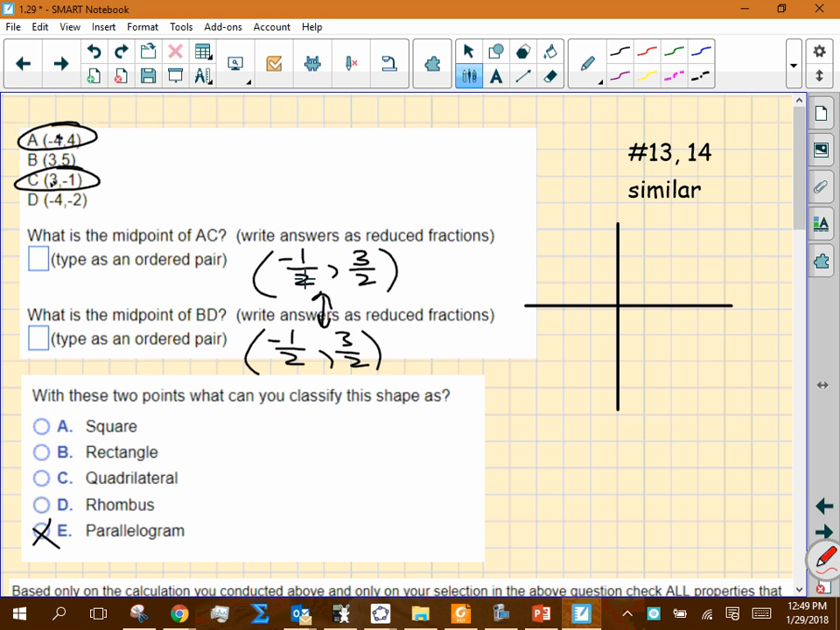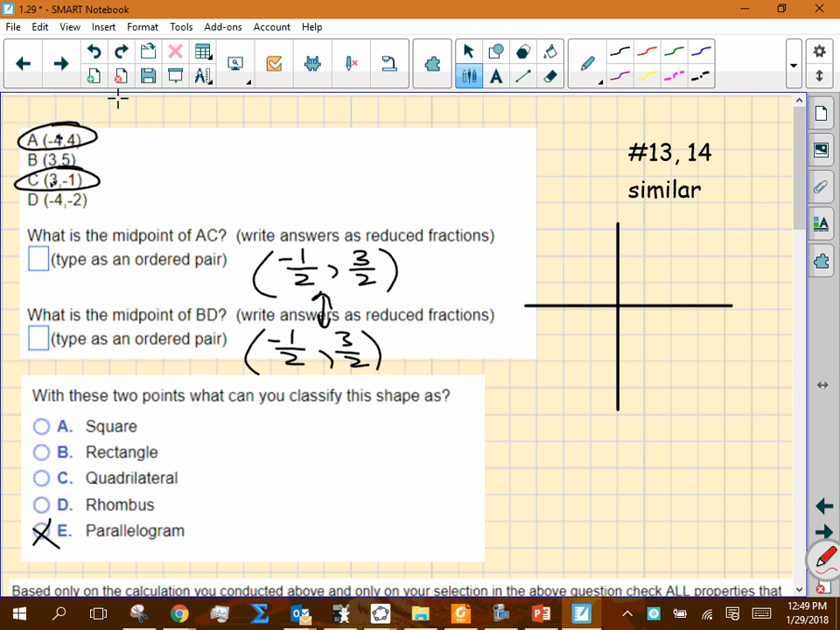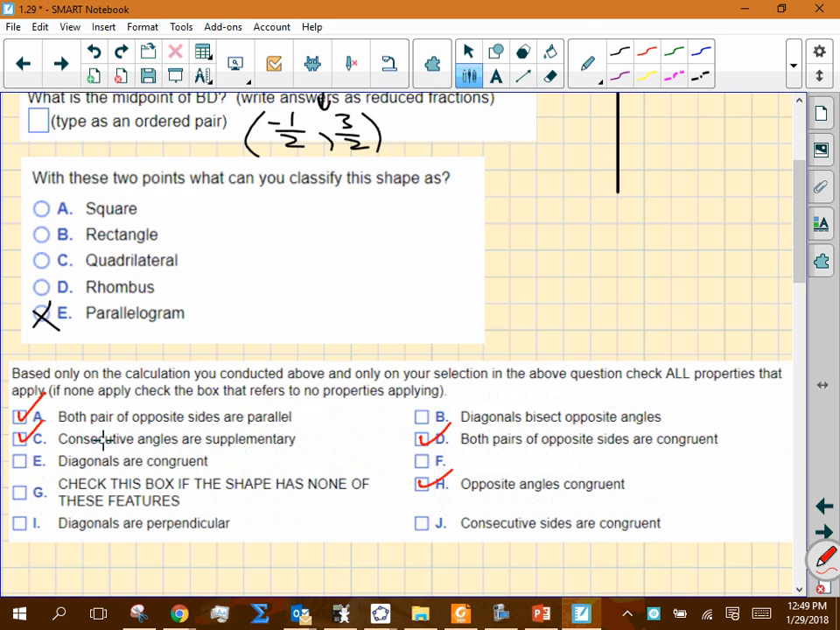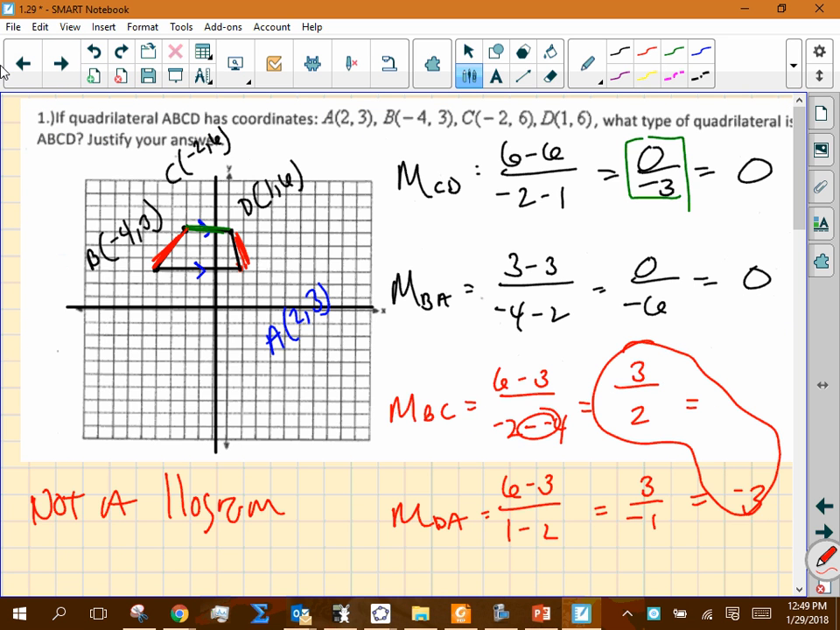14 was similar, but in 14, you're going to find out that these two ordered pairs were different, right? So if they're different, it can't be a parallelogram, correct? Okay. So we would just say it's a quadrilateral, and then we come down here and check the option that says this shape has none of the properties that you've listed.